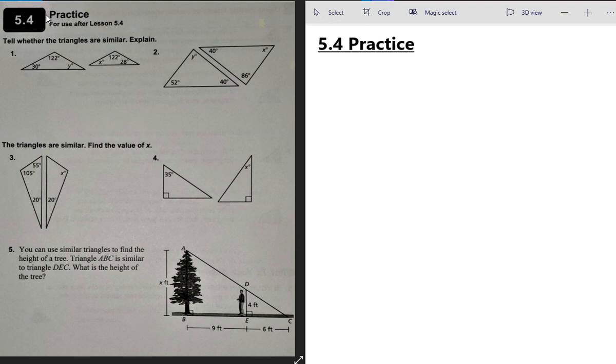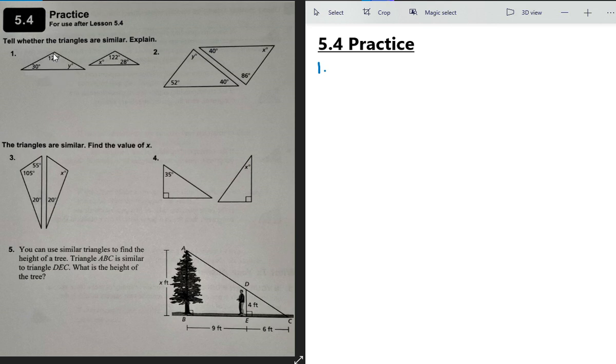In this video, we're going to go through the 5.4 practice homework, and that was the second assignment in 5.4. On numbers 1 and 2, it says that you need to tell whether the triangles are similar. So we're trying to see if they have all of the three same angle measures. So in the first triangle here, we have 30, 122, and some unknown angle.